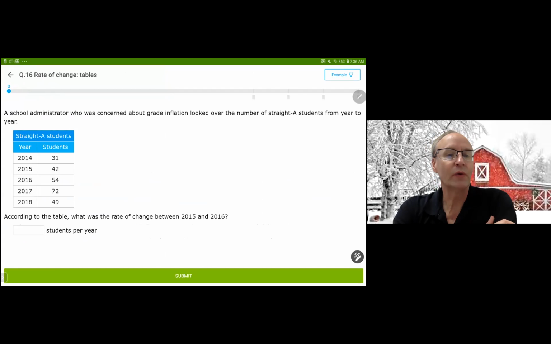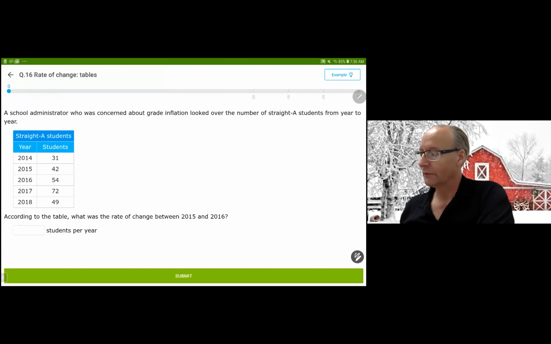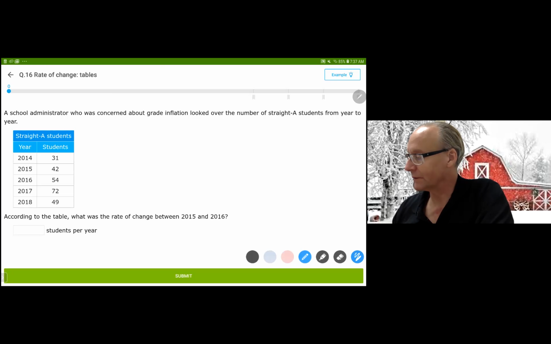So according to the table, what was the rate of change between 2015 and 2016? And this is straight A students from 2015 to 2016. Now, the problem is that you have to subtract them out of order. So in 2015, and I'm going to write it as a point because it's going to make it a little more clear of what you've done before. So from 2015, with 42 students, to 2016 with 54 students.